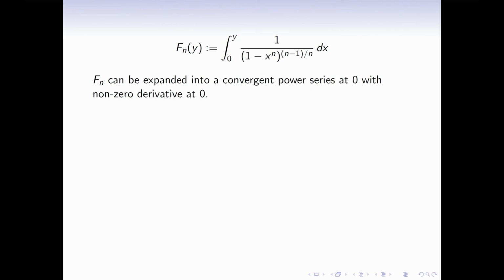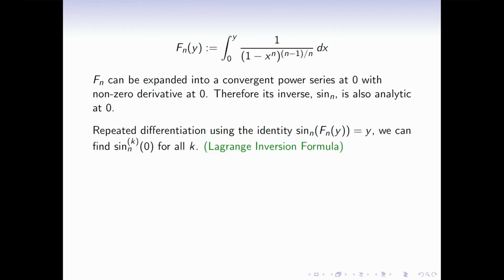You can take the definition F_n, which was the inverse function for the generalized sine n function, and the integrand you can expand using Newton's binomial series. It's an absolutely convergent series. You can do term by term integration, all the general theory. And then you get a power series, which is going to have a non-zero derivative at 0. Therefore, the inverse is also going to be an analytic function. Namely, it admits a power series.